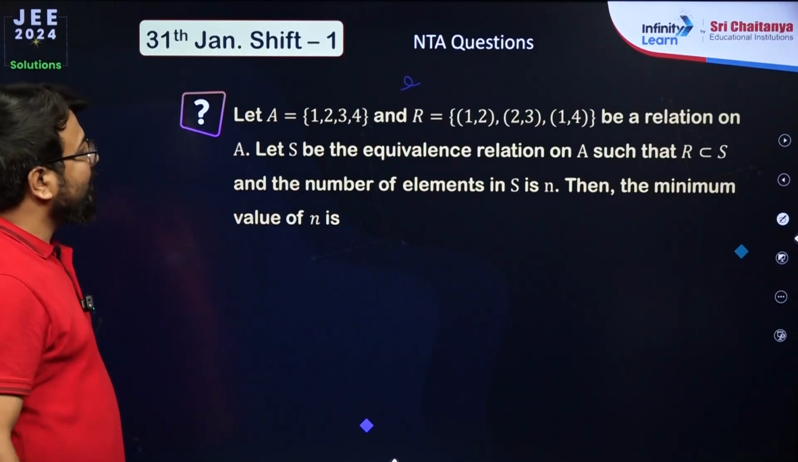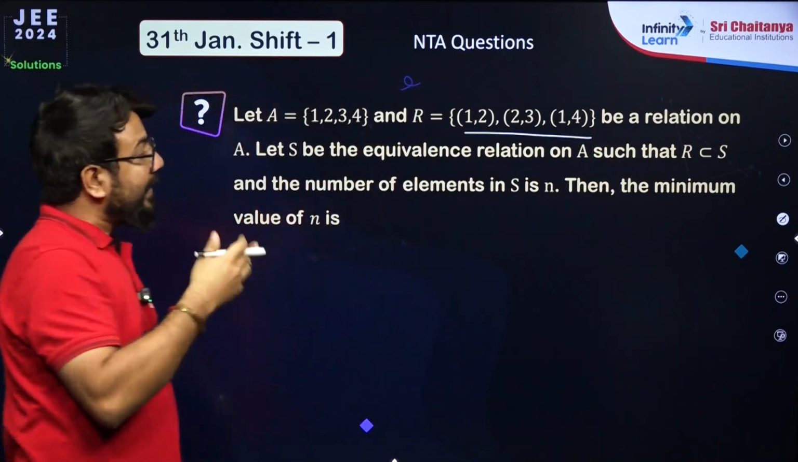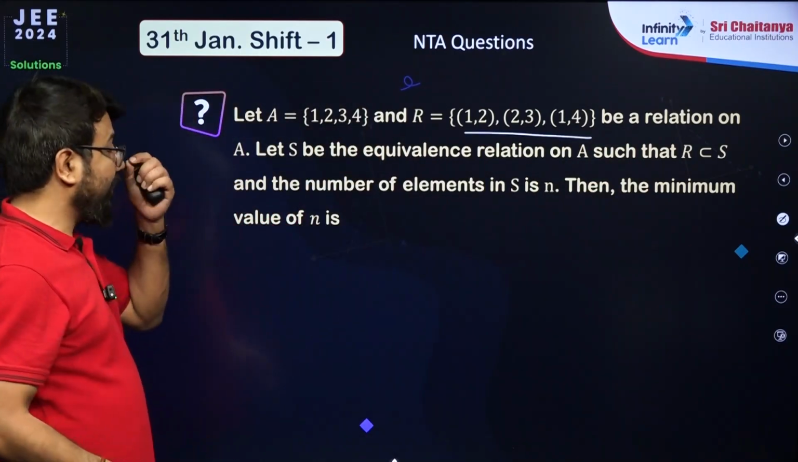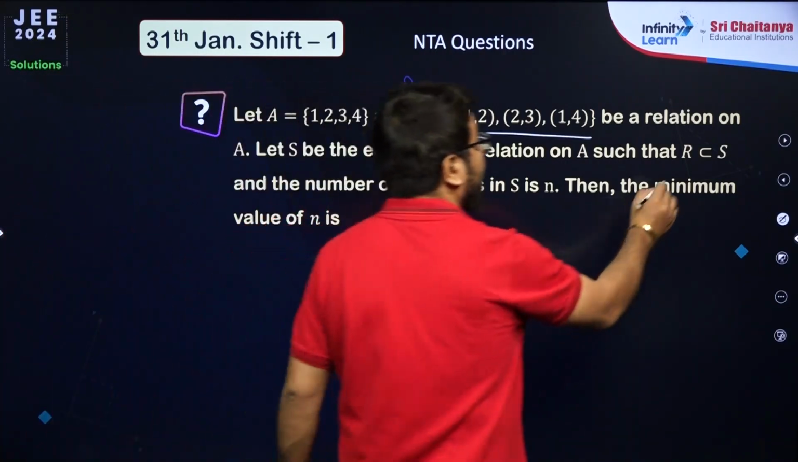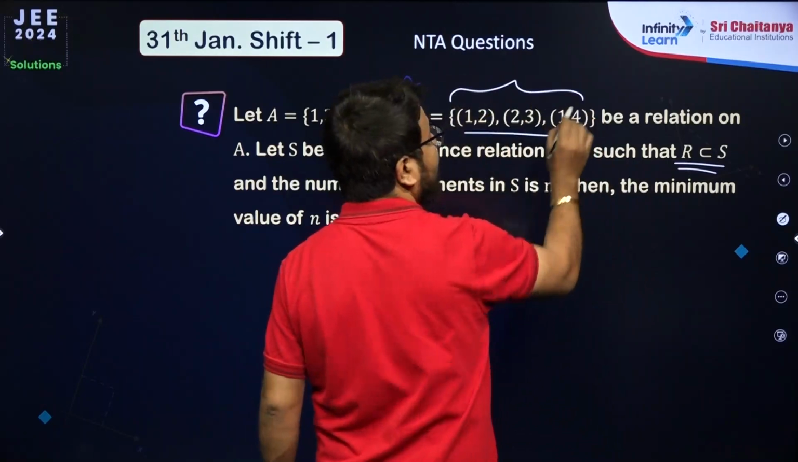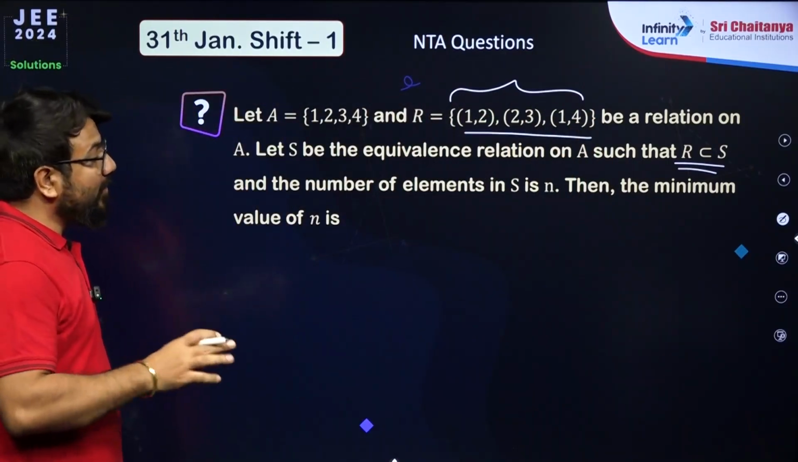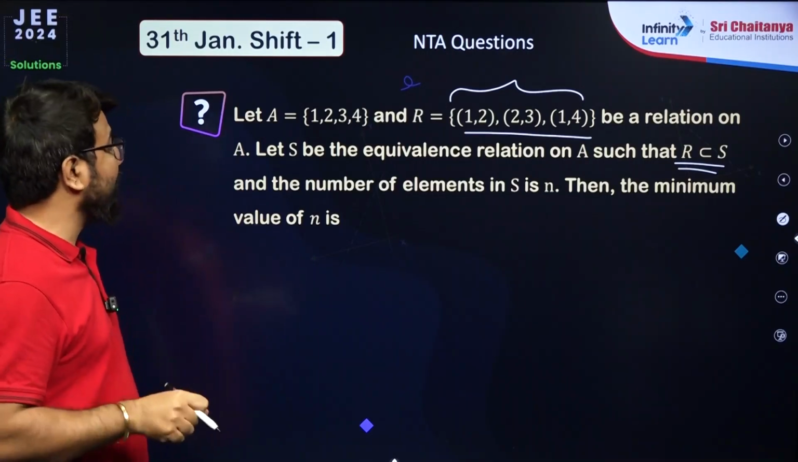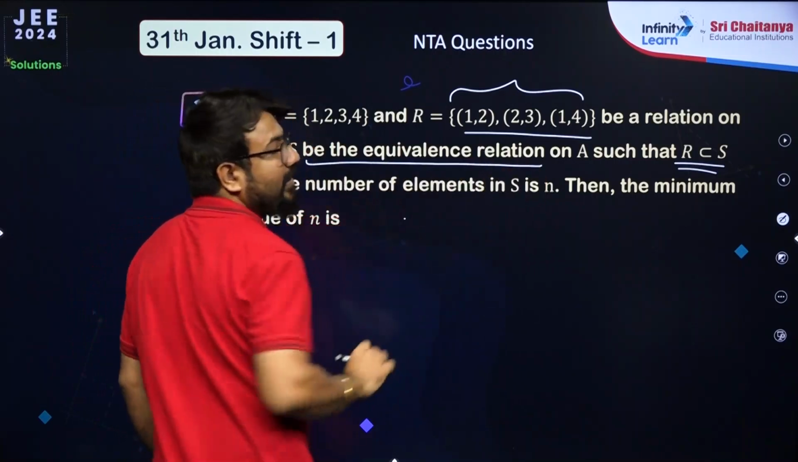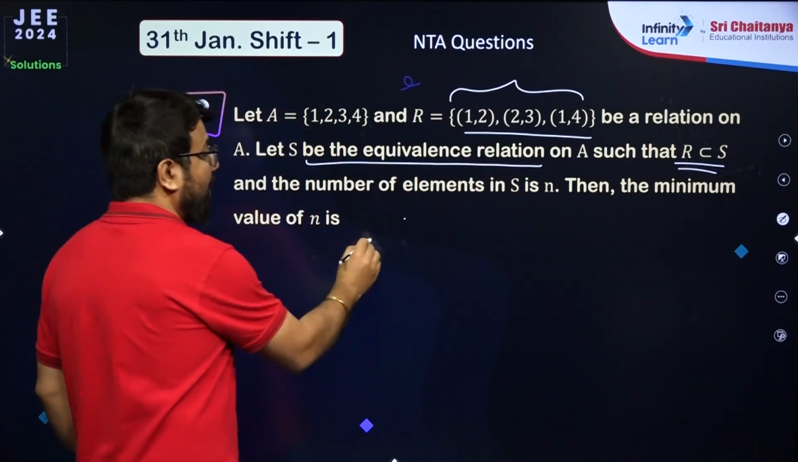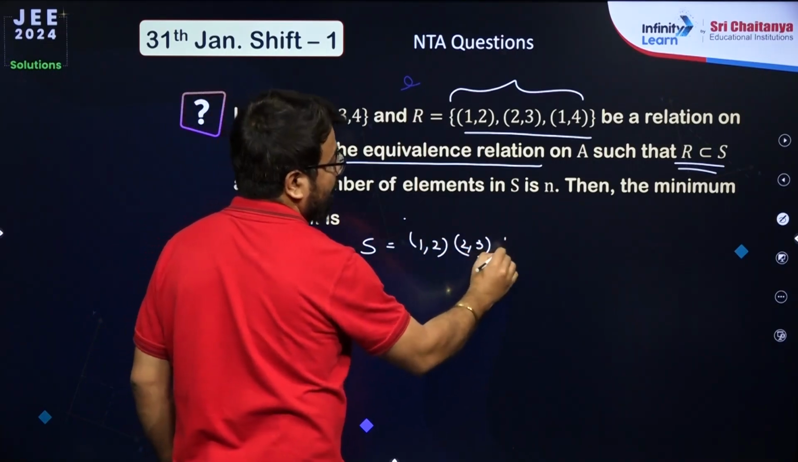Let there be a set A, and this is a relation, and S be an equivalence relation, that means reflexive, symmetric and transitive on the set A. R is a subset of S, that means the relation R can be taken from the relation S. The number of elements in S is n, then find the minimum value of n. So I want to make S an equivalence relation. This is written clearly. So S should have these elements also: (1,2), (2,3), (1,1), (1,4).